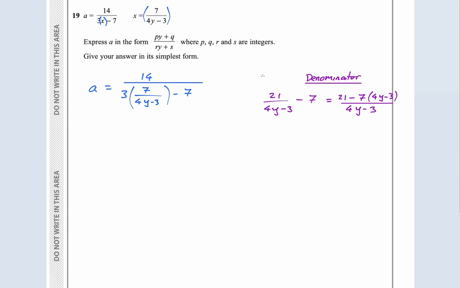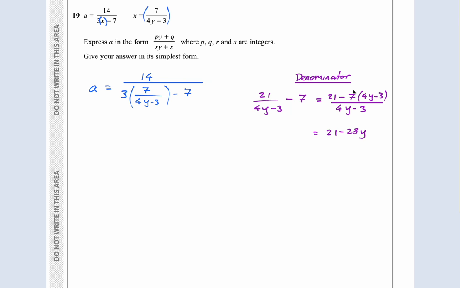That is because, well, common denominator, if I'm putting it over 4y minus 3, I'm essentially multiplying the bottom by 4y minus 3, so I have to multiply the top by 4y minus 3. So this is just adding fractions. Not easy, but that's what I've done. And then multiply this out, 21 minus 28y plus 21 over this, which is actually 42. 42 minus 28y all over 4y minus 3.